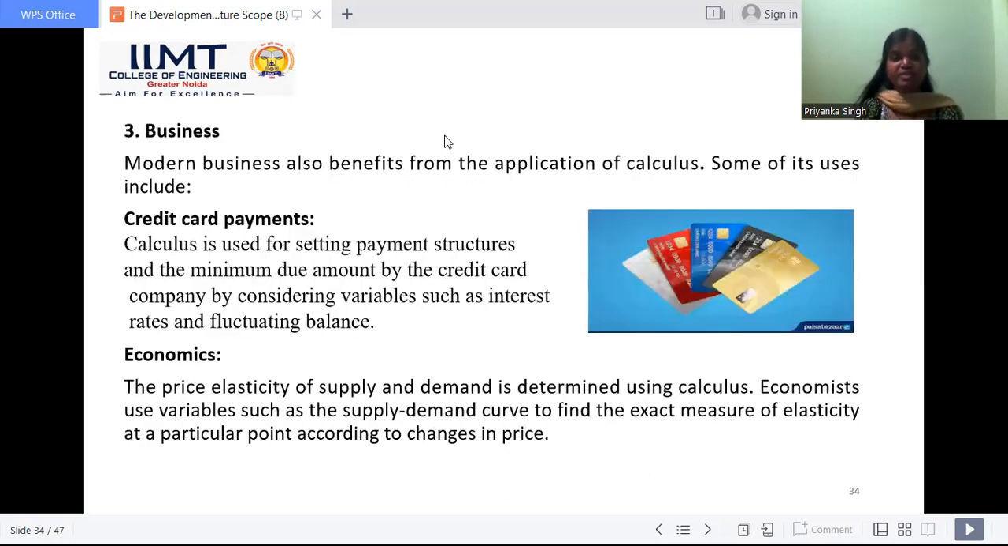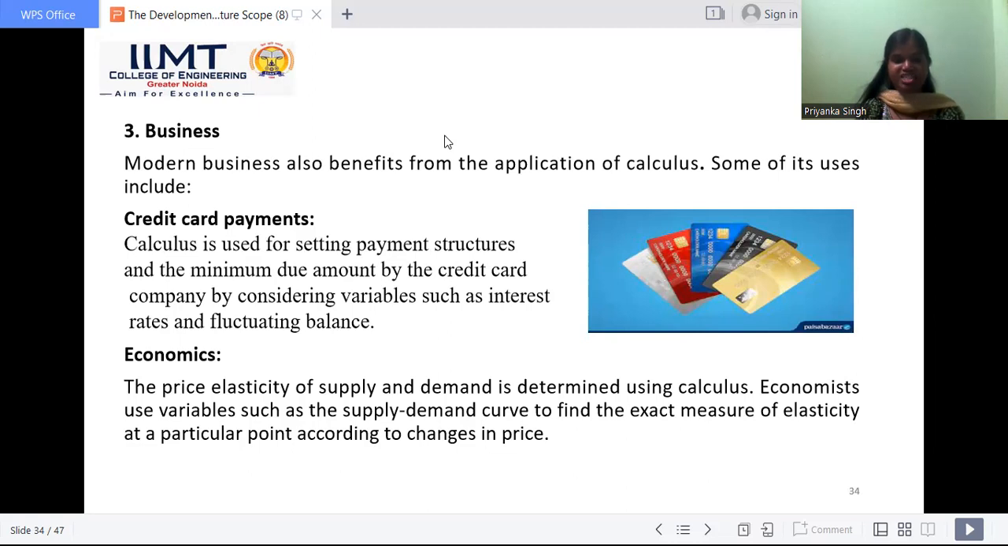Business. Modern business also benefits from the application of calculus. Some of its uses include credit card payments. Calculus is used for setting payment structures and the minimum due amount by the credit card company by considering variables such as interest rates and fluctuating balance.